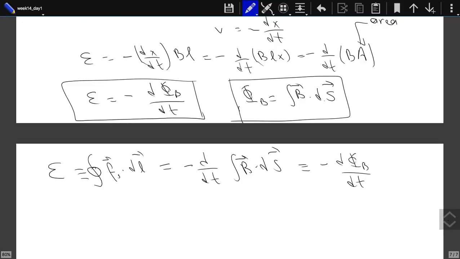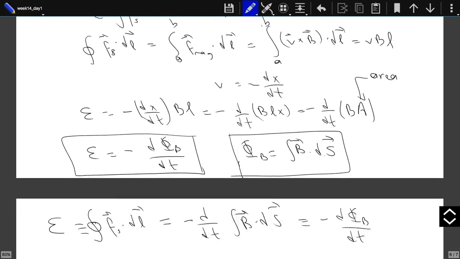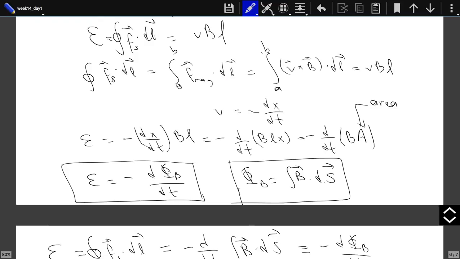So if we go back to this example over here, our loop has this sense. So the direction of ds is in the direction of B, so the magnetic flux is positive. That's why here we could identify the magnitude of B times the magnitude of A as the integral of B over the area element. Because if they were pointing in opposite directions, then this would be minus B times A.